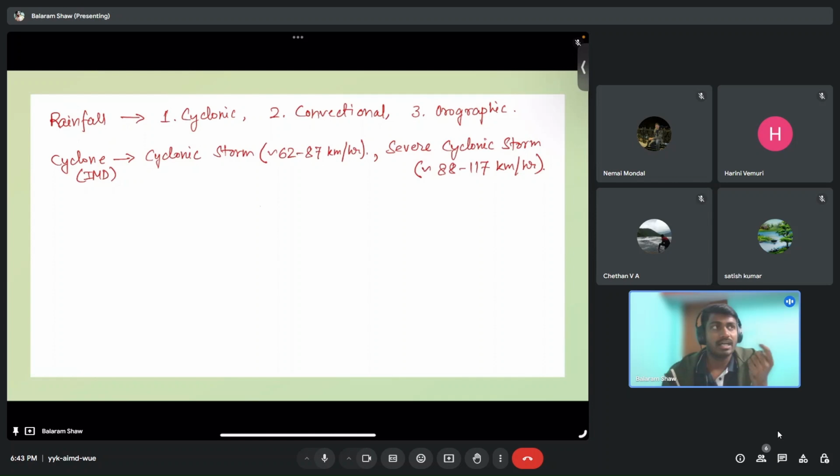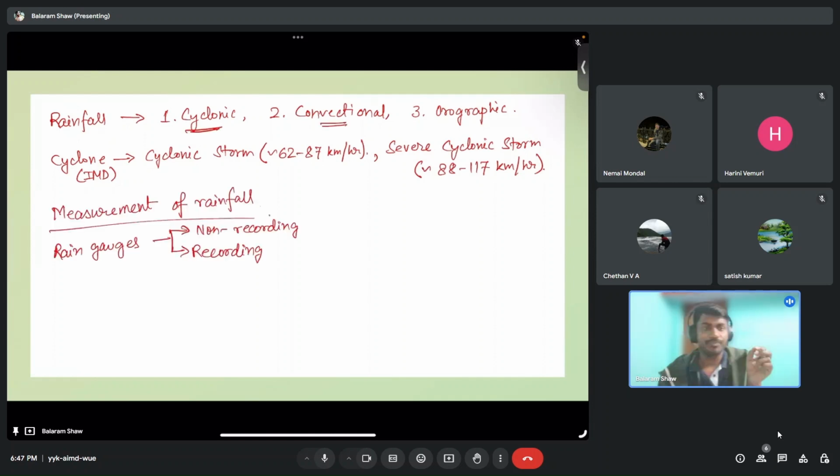Next question is, how many types of rain gauges are there? Before that we'll just see what this is. Now after we know what rainfall is and how it happens, we should measure the rainfall, right? To measure the rainfall, we have an instrument called a rain gauge. There can be different instruments, but these rain gauges can be classified into two: one is the non-recording rain gauge and another is the recording rain gauge.